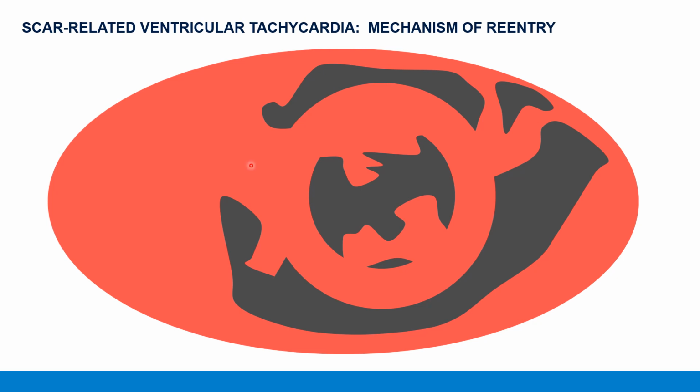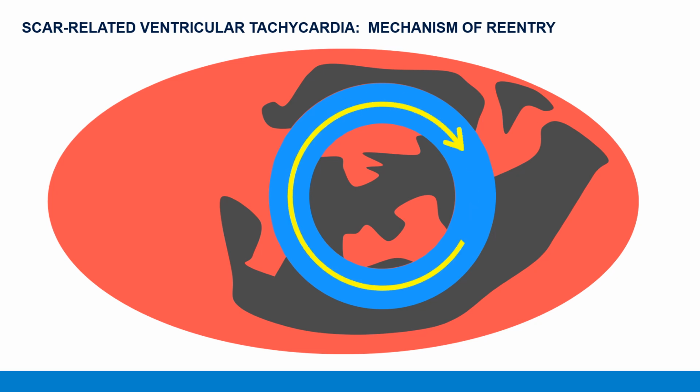Now, if there are two routes to get from point A to point B through the scar, separated by an electrical barrier, and if those two routes have slightly different electrical properties, then a beat may enter the region of scar, block in one direction, and travel around the other, and that can initiate reentrant tachycardia. Here is that potential reentrant circuit, and if all of the cells throughout the circuit have refractory periods that are shorter than the conduction time that it takes to get around that circuit, then you can sustain reentry.